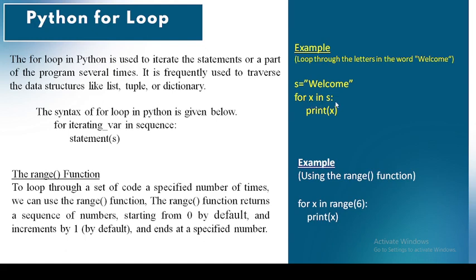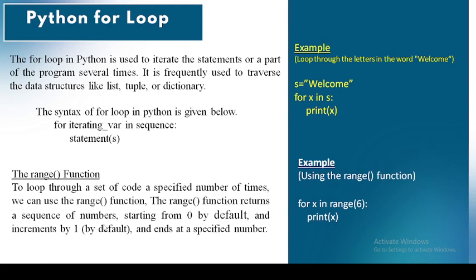Now, what about when we want to visit a sequence of numbers, different numbers I want to print? In such a case, we have to provide one function, and that is called the range function. Look at my screen below. The range function loops through a set of code a specific number of times. Suppose I want to display numbers 1 to 10, or 1 to 100, 1 to 50, then I have to put the range in the for loop.